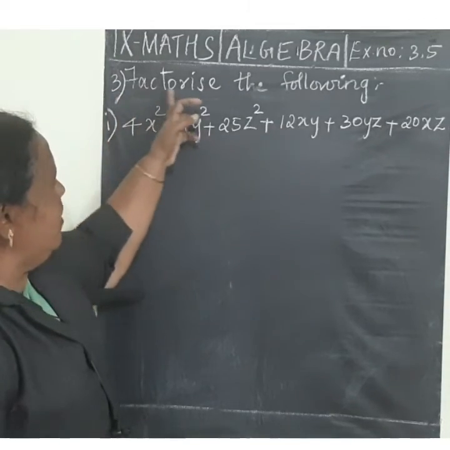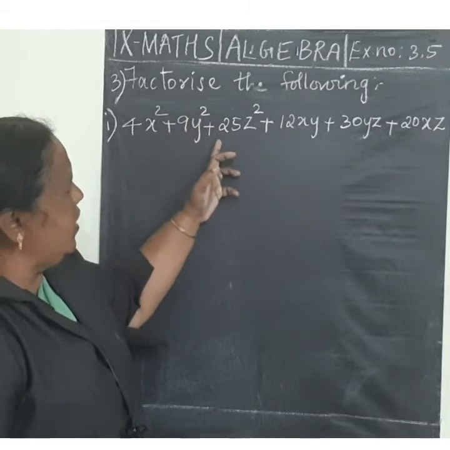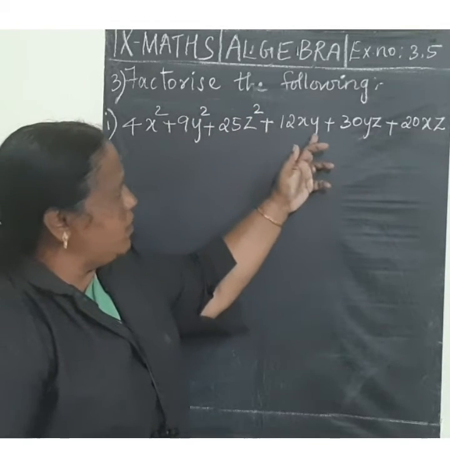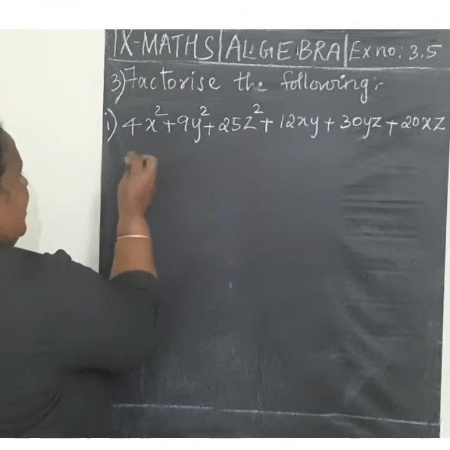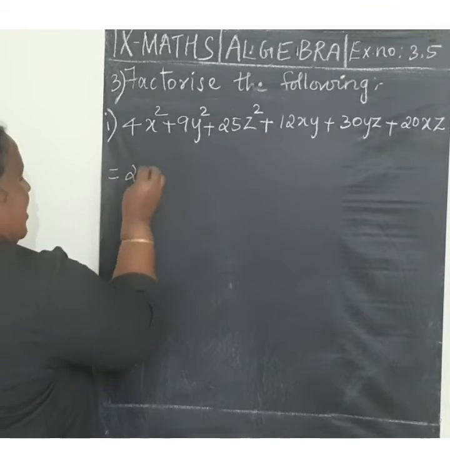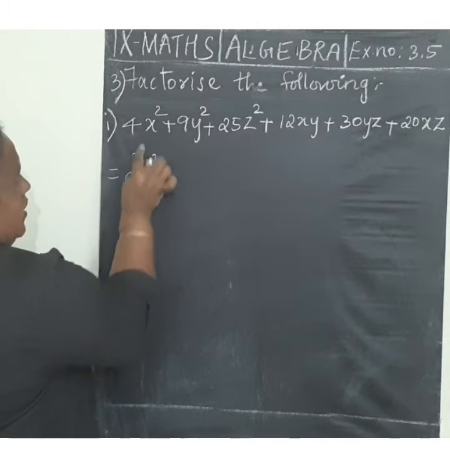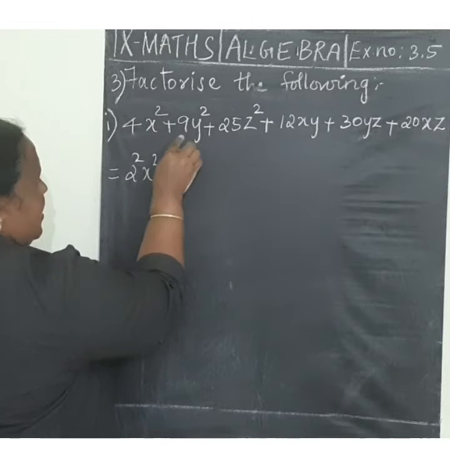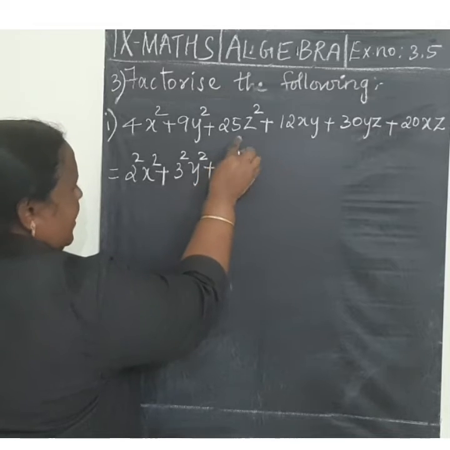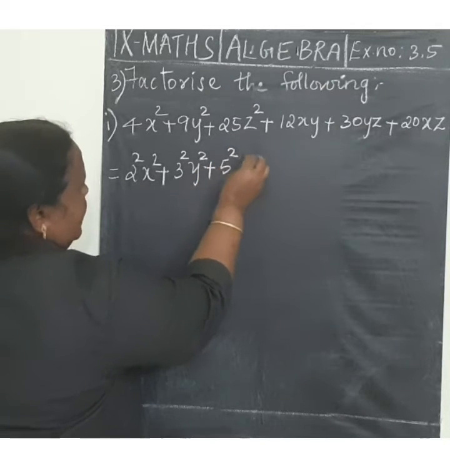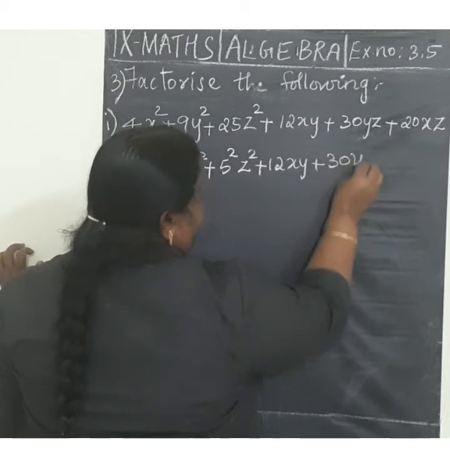Next, third question, factorize the following. Here, first subdivision: 4x square plus 9y square plus 25z square plus 12xy plus 30yz plus 20zx. So this first 4x square, we can write it as 2 square x square. This 9 we can write as 3 square y square, plus this 25 we can write as 5 square z square, plus 12xy plus 30yz plus 20xz.